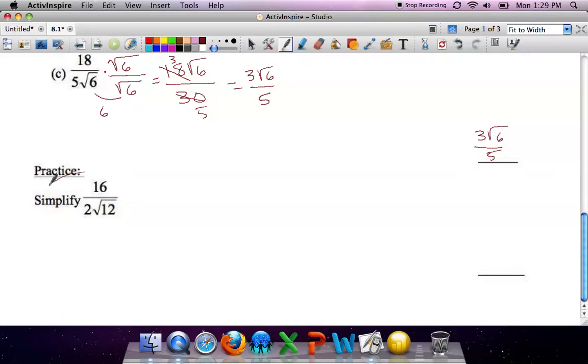I leave this practice problem for you to solve. You pause the video and do this problem, and when you are finished, I will meet you on the next page.